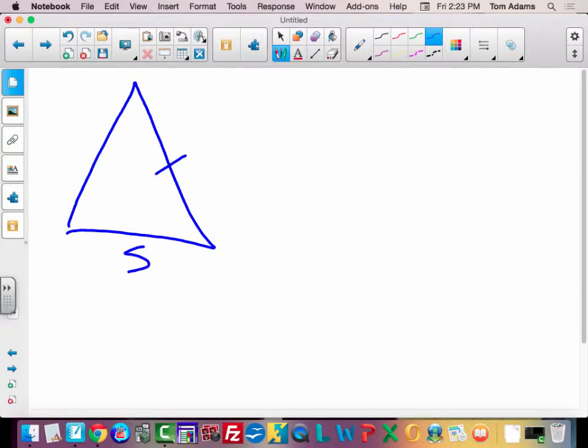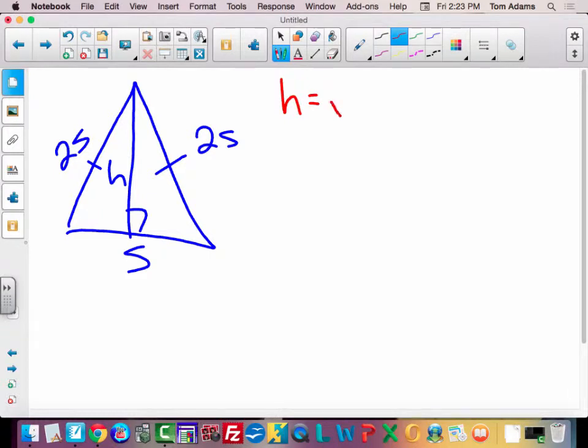This is S, so what would this be? 2S, and then this would be 2S. Is that correct? Yeah. So now we've got to figure out what H is. We've got to do the same thing that we did before. To find the height of this thing, the height is going to be equal to the square root of 2S squared minus 1/2 of this square.